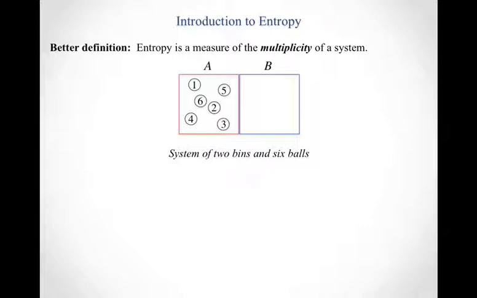If we want to think about multiplicity of a system, let's look at a fairly basic example. We want to think about a very simple system here. I have two bins, bin A and bin B. I have 6 balls, 1, 2, 3, 4, 5, 6, and what I want to think about are two things. First is the number of balls in each bin. That's my macroscopic quantity, which we will call a macrostate.